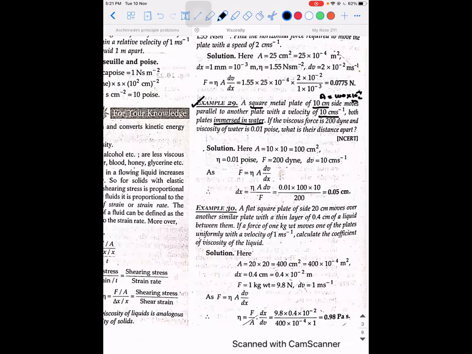Both the plates are immersed in water. If the viscous force is 200 dyne and the viscosity of water is 0.01 poise, what is their distance apart? Since everything here is given in CGS units, you can just proceed with CGS units and find the answer. So F is equal to eta into A into dV by dx. Apply it and you will get the answer.